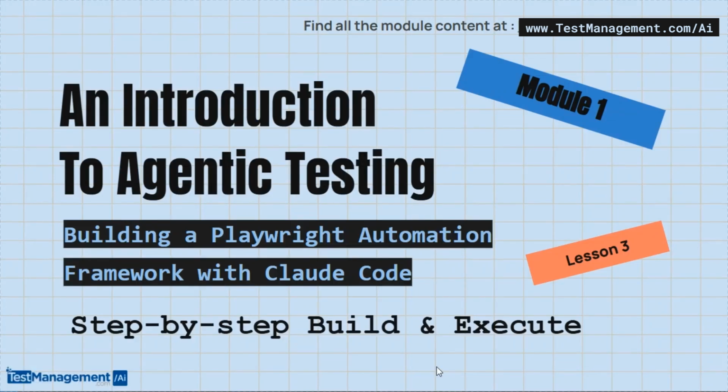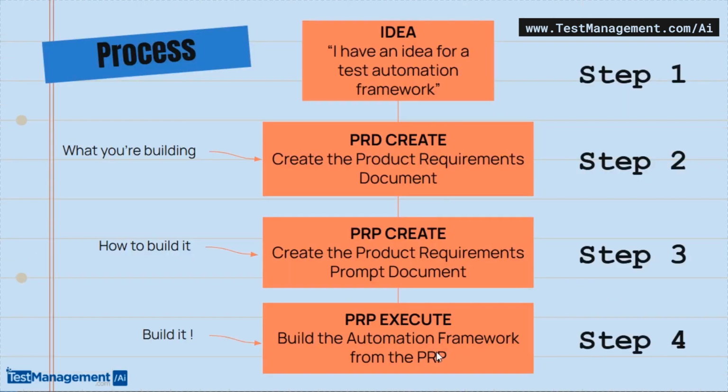Lesson 3, step by step, build and execute to build your Playwright automation framework. We're going to go through 4 steps, look at the idea and just get familiarized with the code base. Then we're going to do step 2, which is to create our PRD document. That's the what we're building.